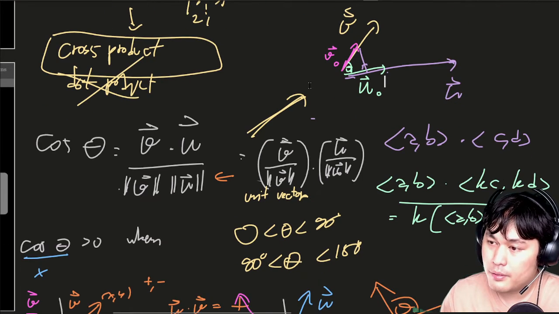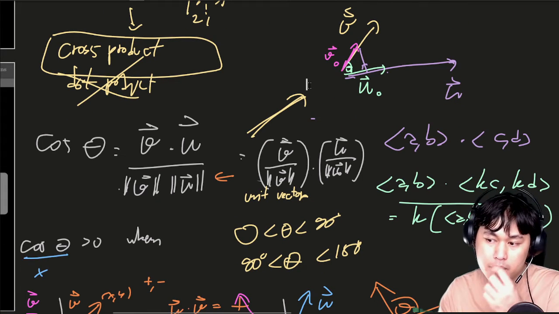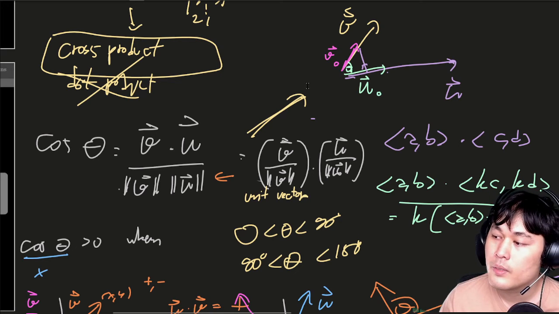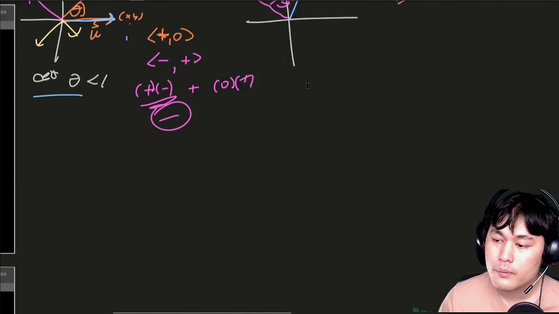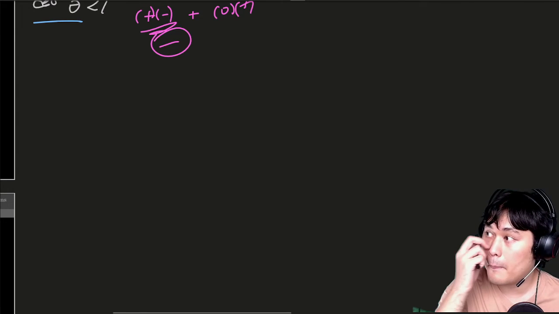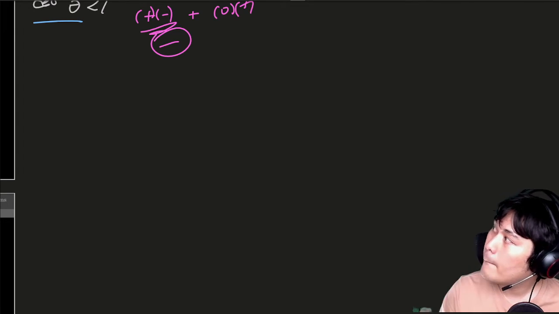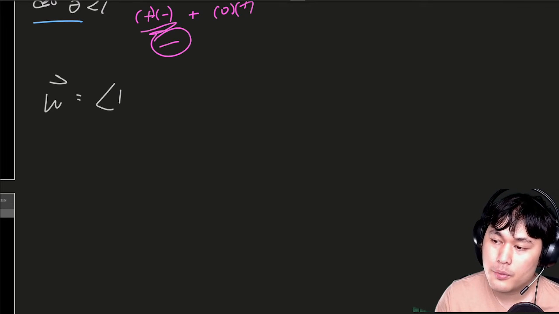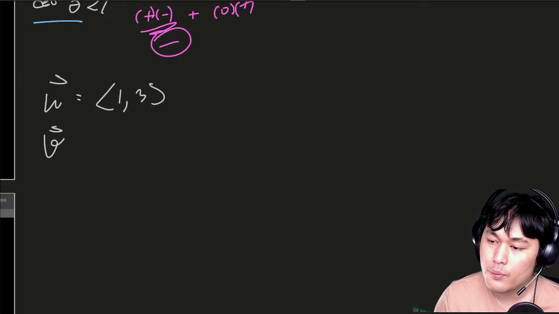Okay, so that's one application of the dot product, to measure the angles between two vectors. But let me give you one short, interesting example. So suppose U is (1, 3) and V is (3, 1).